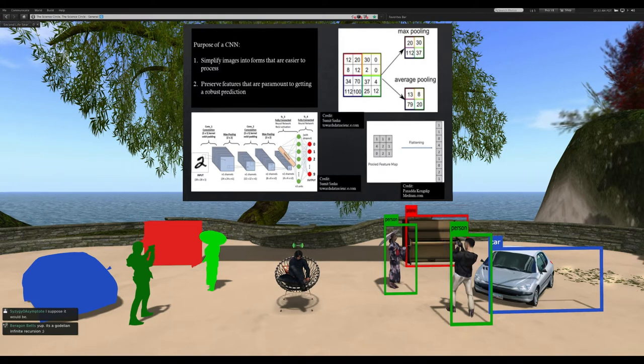But it also wants to simplify the images into forms that are easier to process. What do I mean by this?